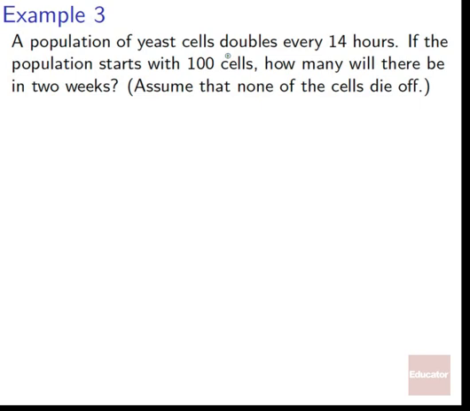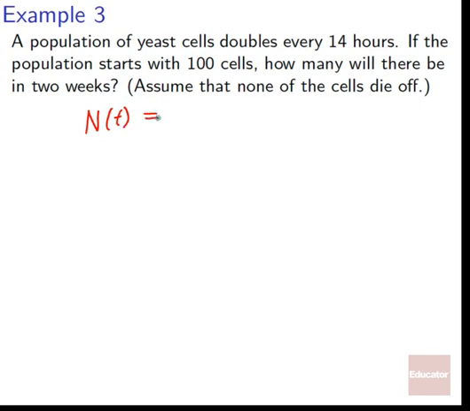All right, third example: the population of yeast cells doubles every 14 hours. If the population starts with 100 cells, how many cells will there be in 2 weeks? So this isn't compound interest, and it isn't continual growth like we had before, so we might want to build our own here. The population is doubling. So let's say n is the number of cells after some time. We'll set it up as a function. Makes sense. We're in exponential function land right now.